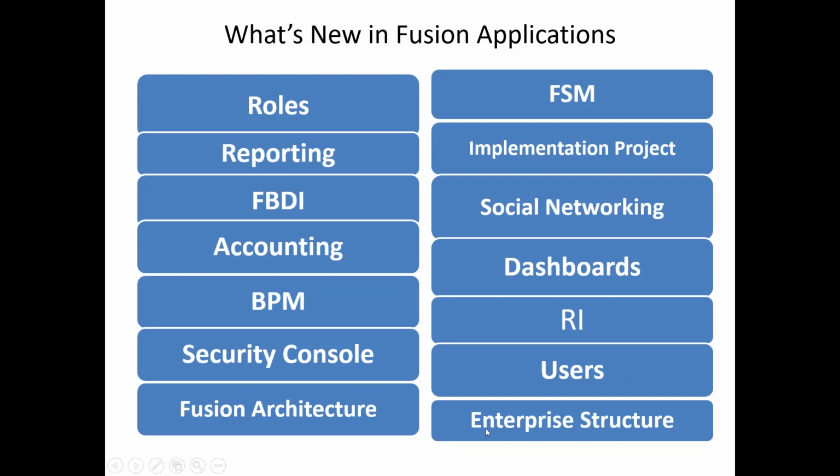In EBS, we have multi-org structure. Similar to that, in Fusion, instead of calling it a multi-org structure, we call it enterprise structure. How this enterprise structure is similar to EBS multi-org and how it is different, all these points we'll discuss. We'll spend a good amount of time on enterprise structure, how it can be built, and we'll be creating our own enterprise structure as a part of our classes. So this is what we are going to do.